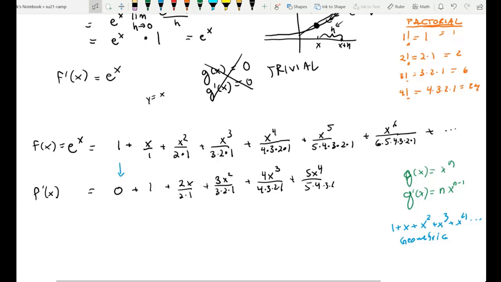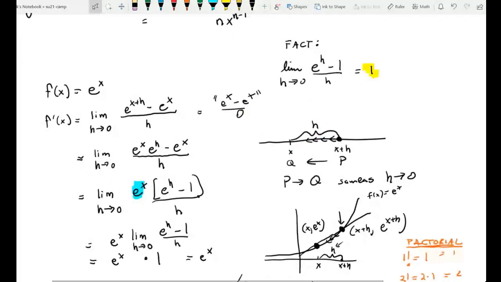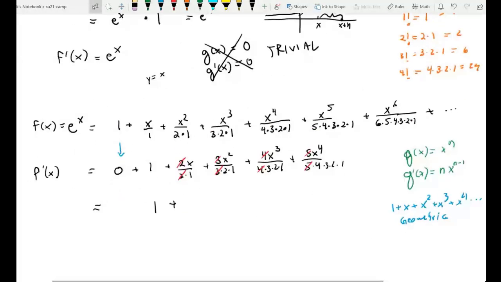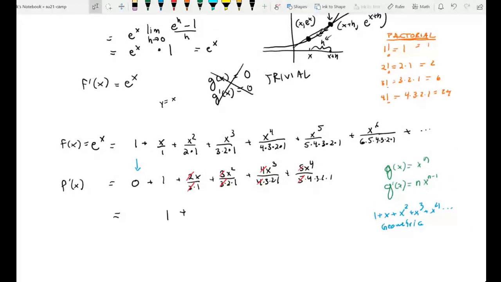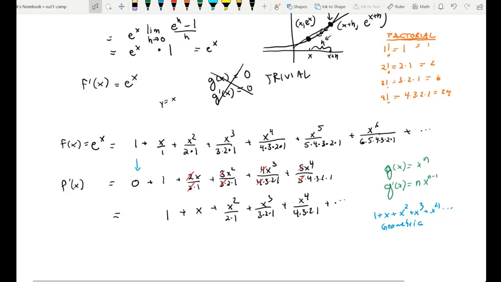Okay, so this keeps going forever. Now we can simplify this. You get 1 plus, and notice all these cancellations here, right? You get, sorry about that. All right. So x plus x squared divided by 2 times 1, x cubed divided by 3 times 2 times 1. Okay, plus, and it keeps going forever.